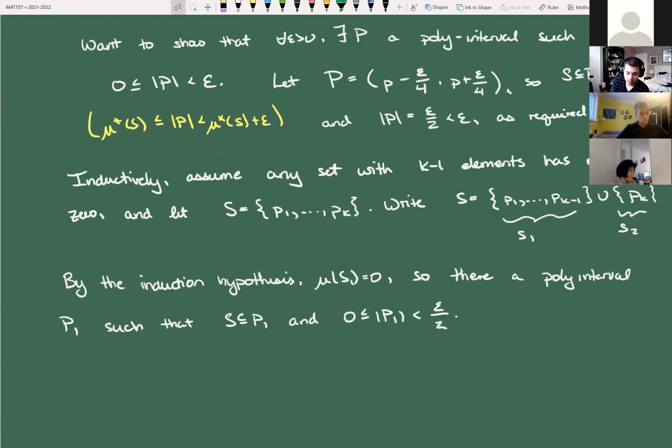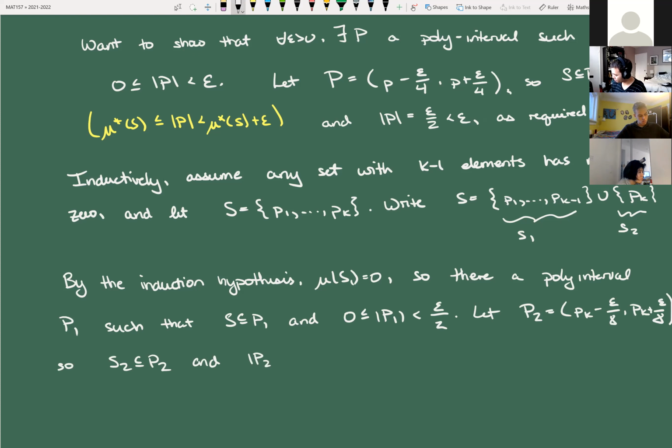Obviously, we can cover S2 with a really small polyrectangle too. So let's do that. So let capital P2 be pk minus, what do we want here? Let's do epsilon over 8 just to be safe. It's probably too small, but who cares? So P2 covers S2, and the length of P2 is epsilon over 4, which is less than epsilon over 2, right?